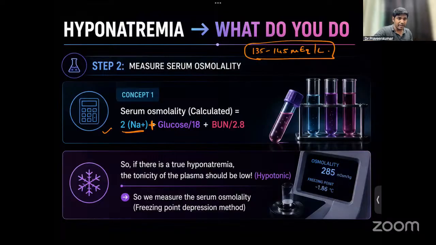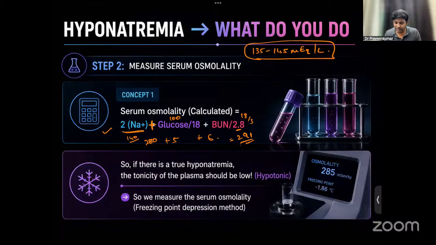For example, if the sodium is 140, 2 into 140 is 280. And if glucose is 100, 100 divided by 18 is somewhere around 5, since 100 divided by 20 is 5. And blood urea nitrogen, suppose the normal is 18 for calculation's sake, and 2.8, well, you can just use 3. So 18 divided by 3 is 6. So 280 plus 5 plus 6 is 291. So 291 is the calculated serum osmolality.